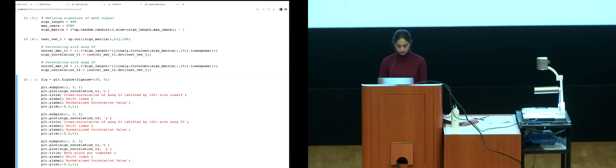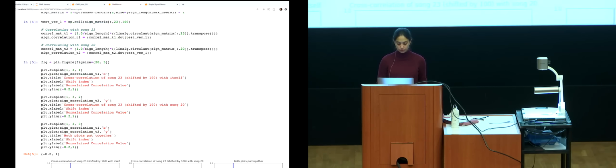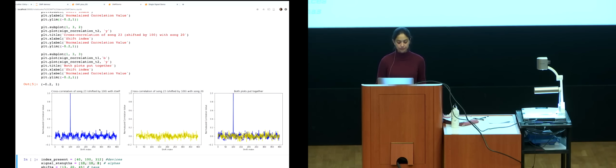And then we correlate this gold code at shift 100. First, we'll correlate it with itself, and then we tried correlating it with something else. And what did we get with that?